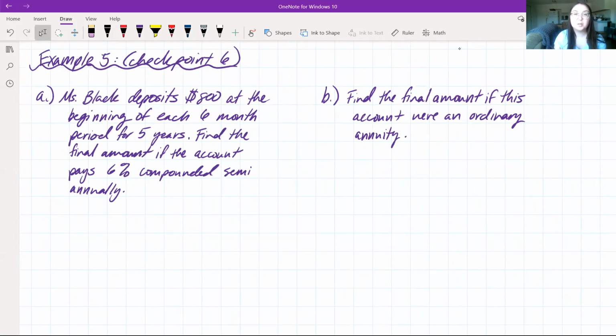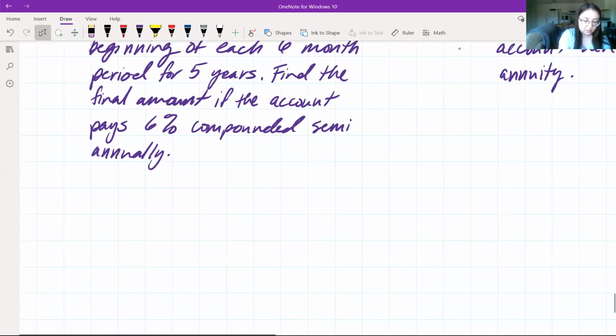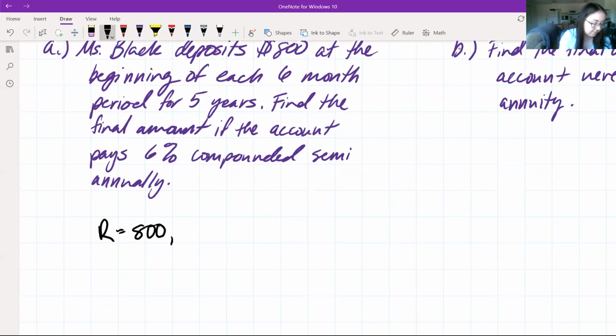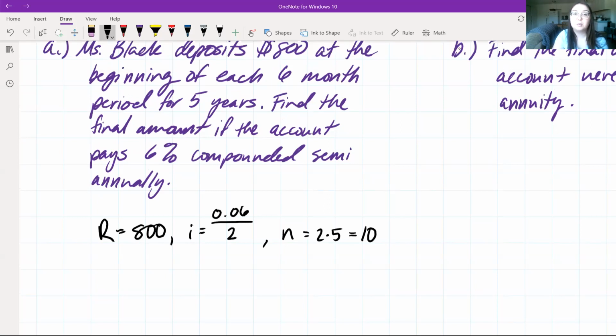All right, so we want to use this equation that we just learned, and we're going to establish our variables. In this case, R is going to be $800. Our interest is 6%, or 0.06, semi-annually, so twice a year, so we're going to divide by 2. And then our n value, if it's semi-annually for 5 years, is going to be 2 times 5, so n is equal to 10.